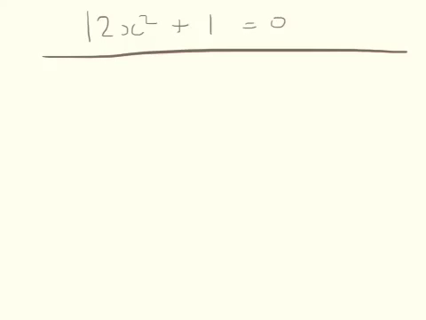To solve this equation we start by doing the same to both sides. So, first of all subtract 1 from both sides, and then divide both sides by 12. There are now 3 ways to take the square root.